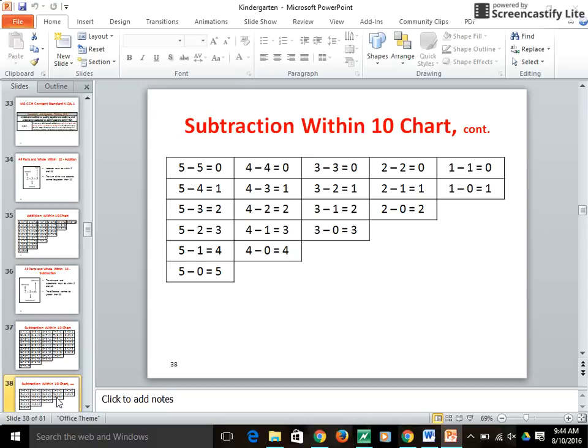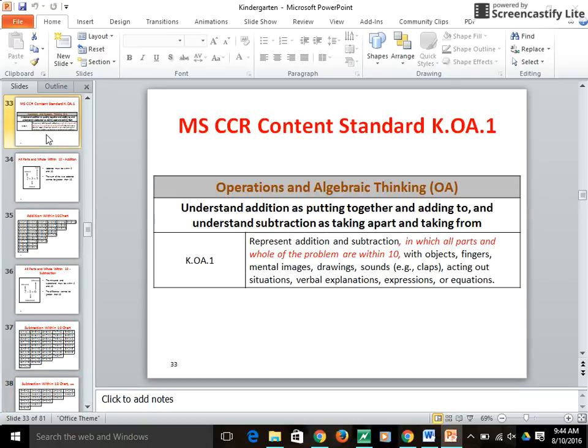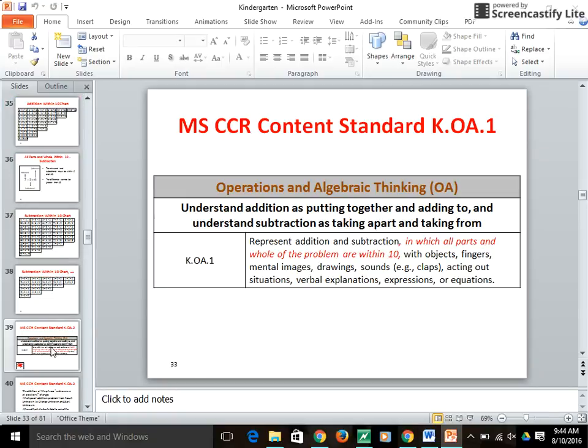It seems like it's simplifying the standard, but they extended the reasoning somewhere else, and so that's why a limitation was set here. So when you are Googling or looking for things for KOA1, be sure that you look for problems where they are limited to all parts of the problem being within 10, and make sure your students master that before you move on. Okay.